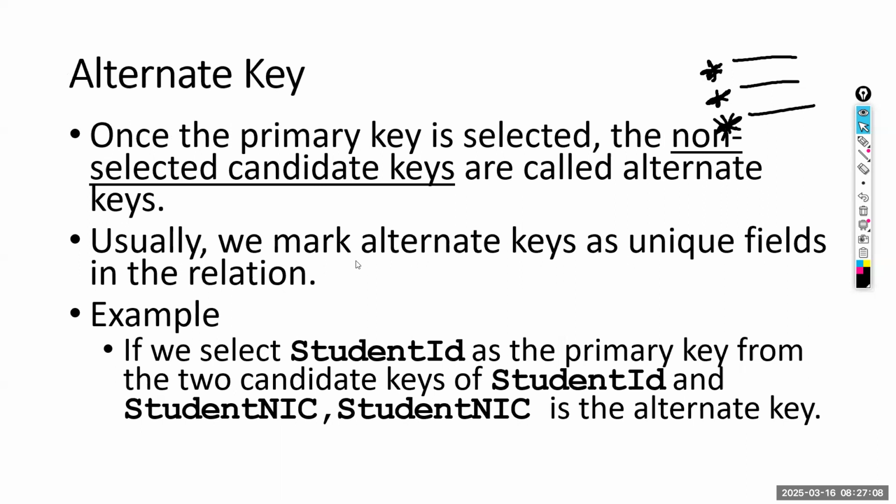Once you select your primary key out of the candidate keys, the non-selected keys are called alternate keys. Say we selected student ID as the primary key, but there was a candidate key called NIC. Now NIC is an alternate key, and student ID is your primary key. So there can be multiple alternate keys. Only once you select your primary key can we talk about alternate keys.